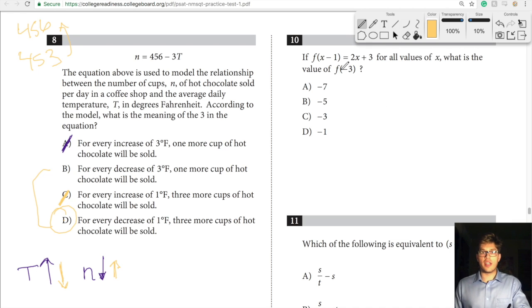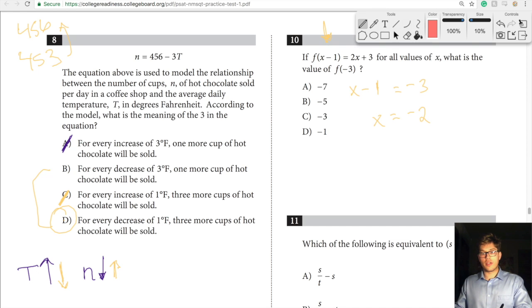All right, let's look at 10. If f of x minus 1 equals 2x plus 3 for all values of x, what is the value of f of minus 3? So when does x minus 1 equal minus 3? Well, x minus 1 equals minus 3 whenever x equals minus 2.